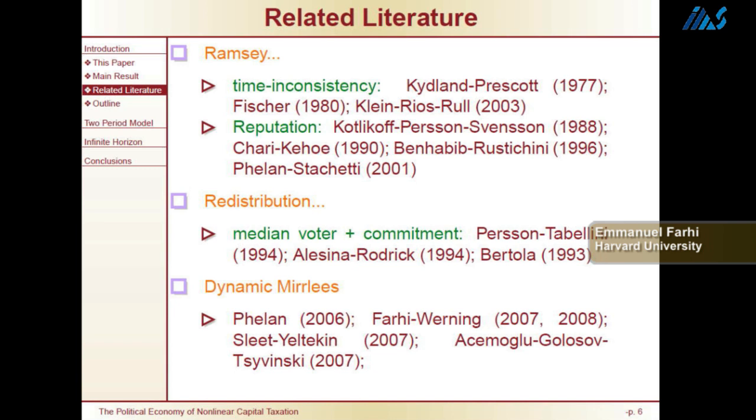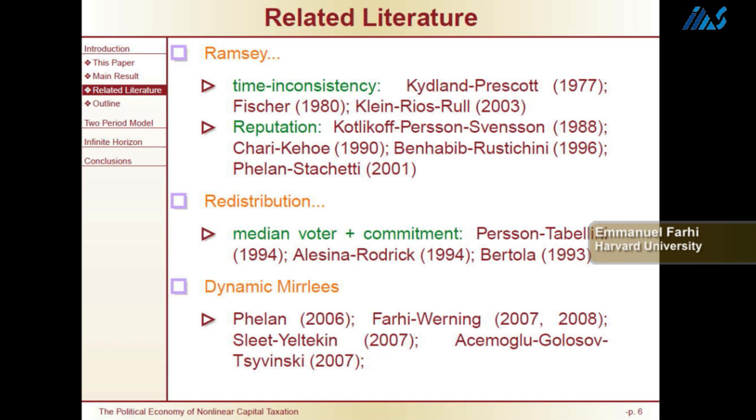Then there's a literature on redistribution that combines typically median voters, skewed distribution, and commitment. And the classic papers in that literature are Persson and Tabellini, Alesina and Rodrik, and Bertola. And we're also going to be building on this new dynamic Mirrlees literature. And these are old slides. So these were some of the papers that were around at the time. And the list has expanded a lot since then.